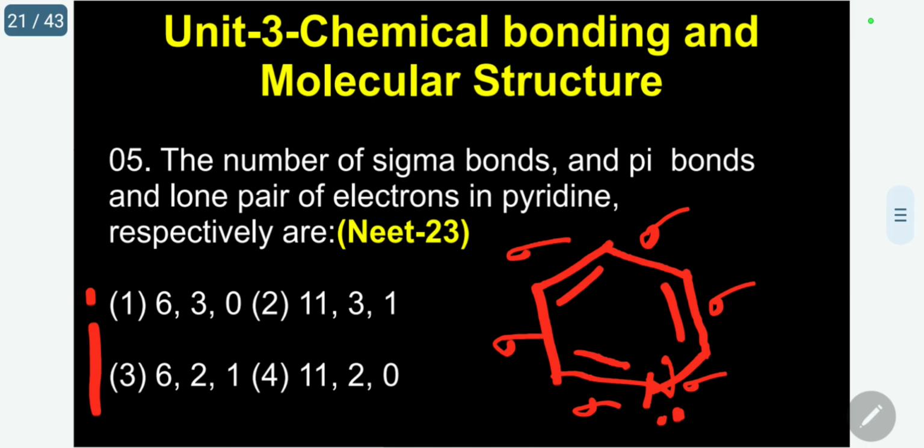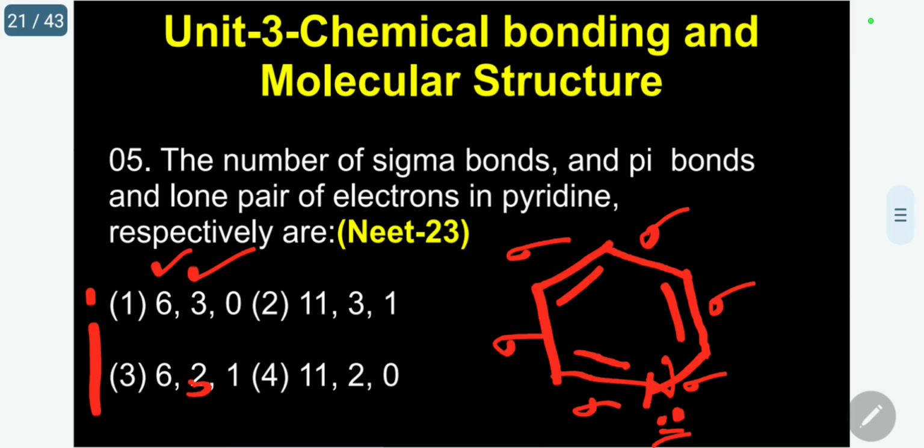Now let me go for the pi bonds. See here, 3 pi bonds are there. So automatically you will think of 6, 3 for the sigma and pi bonds. And coming to the lone pair, 1 lone pair is present. So 6, 3, 1 should be the correct answer.